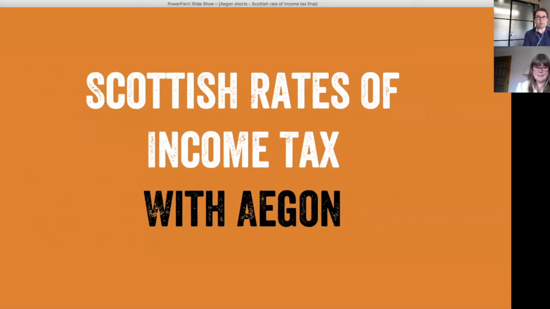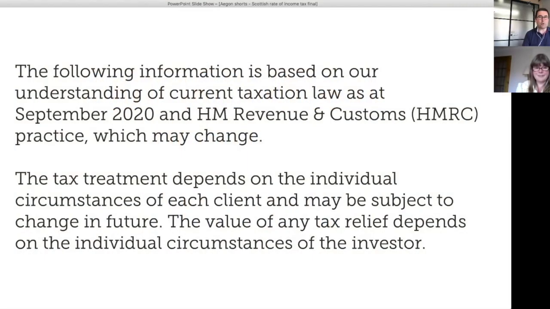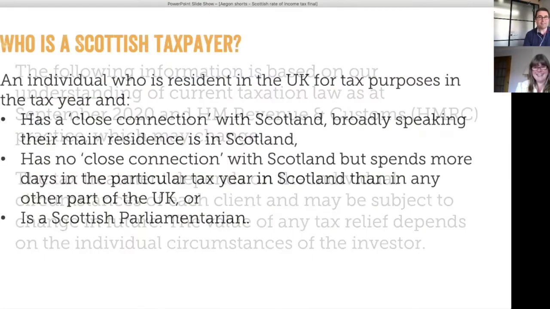I'm pleased to be joined by Elaine Cruickshank from Aegon, and today we're looking at Scottish rates of income tax. So let's start off with looking at who is a Scottish taxpayer.